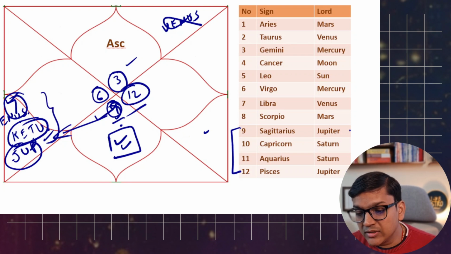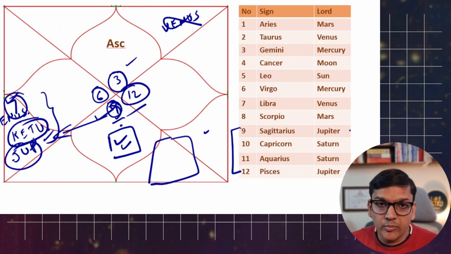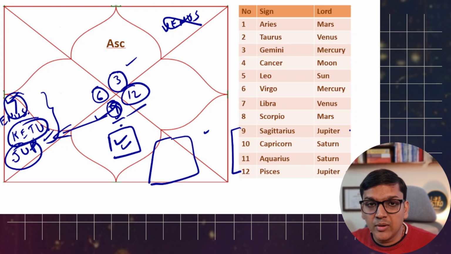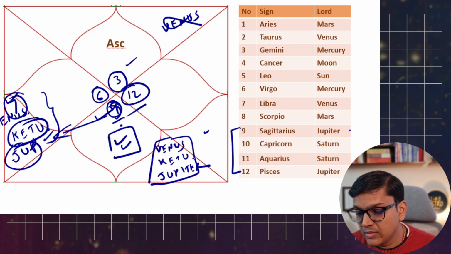Now there are other variations to it. What are the variations? Suppose this combination was formed in the 8th house. Now 8th house Jupiter is again a separate topic. It's a very amazing Jupiter that you get in the 8th house, but here we are concentrating on the Rajyog. So here Venus is there, here Ketu is there, and here Jupiter is there in the 8th house.